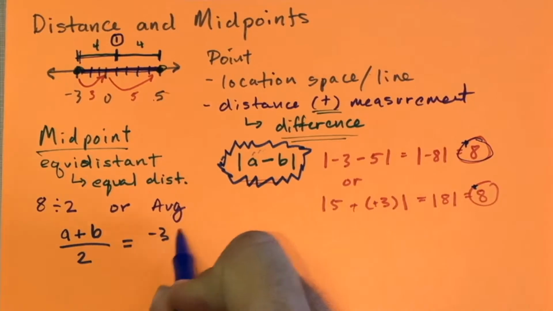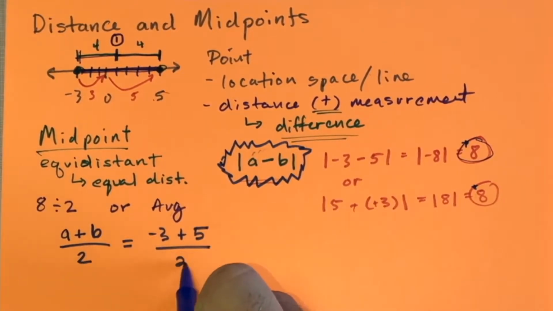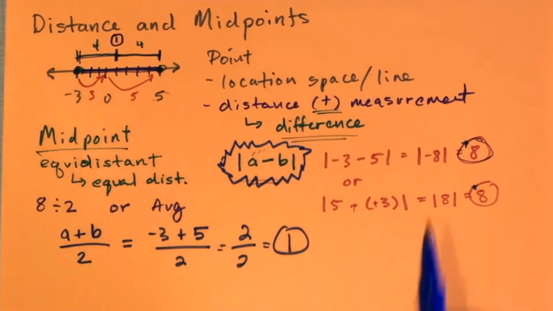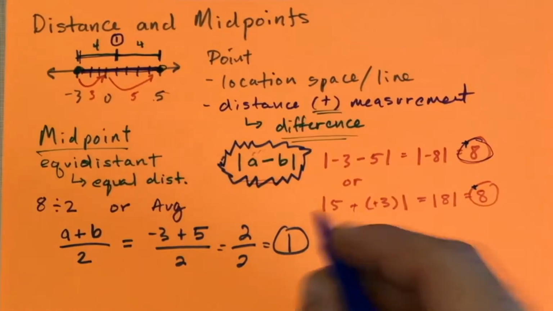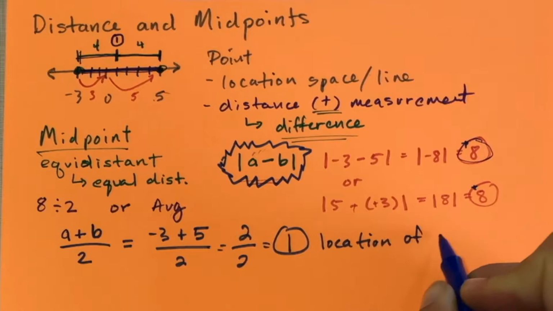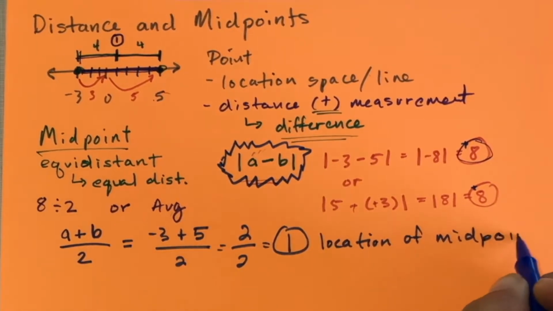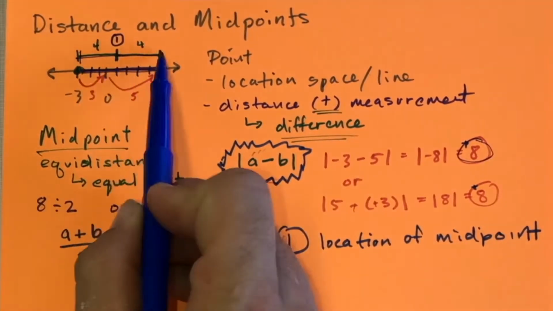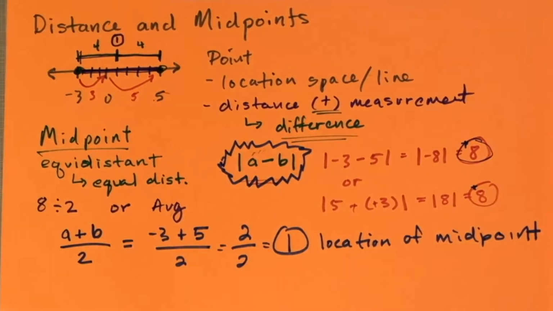Let's look at that. -3 plus 5 over 2. -3 plus 5 is 2. 2 divided by 2 is 1. And that's the answer, and that will be the location of our midpoint. And you're looking at it 2 different ways. One, taking the distance and going halfway, or finding an average of those 2 points. Now, I like this to lead into maybe the location of midpoint on a coordinate graph.